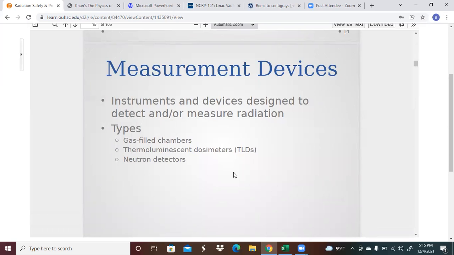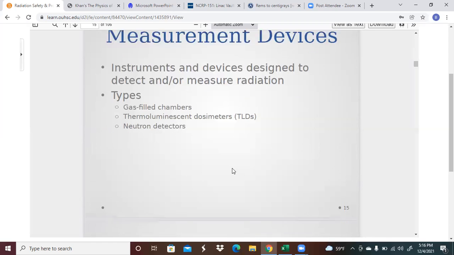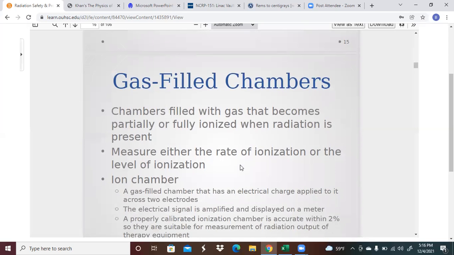So how do we go about measuring this? What's going to be the mechanism by which we determine that we have a particular type of radiation or a certain amount? We've got to come up with instruments and devices designed to detect and or measure radiation. We can do it through gas-filled chambers, through TLDs, and we've also got neutron detectors. It's not as if we can actually see these things, so we have to have ways to interpret what's going on.